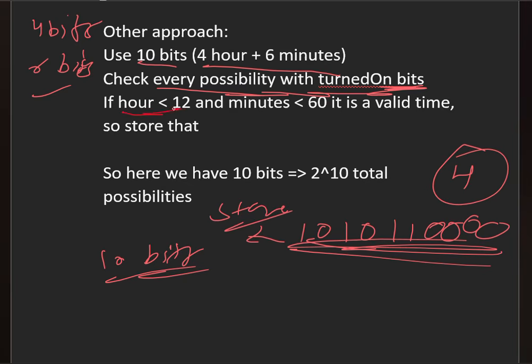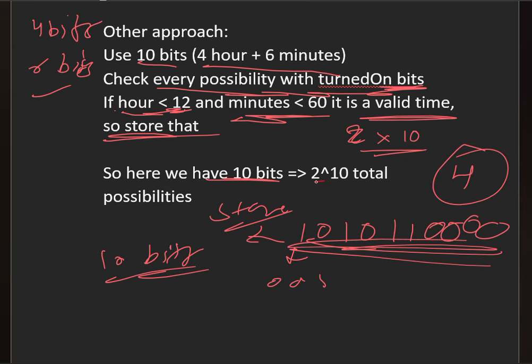And what is a valid time? If the hour is less than 12 and minutes is less than 60, then that time is a valid time. So here we have 10 bits. So what are the total possibilities? This bit can be either 0 or 1, right? So for every bit we have two possibilities, and we have a total of 10 bits. So total possibilities are 2 to the power 10, right? Which is 1024. So this will also be feasible. So if you want, you can try out this approach also.